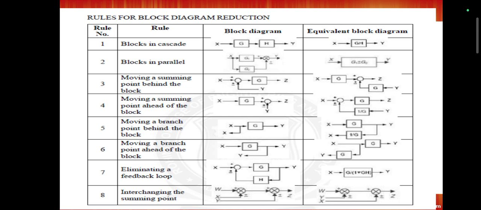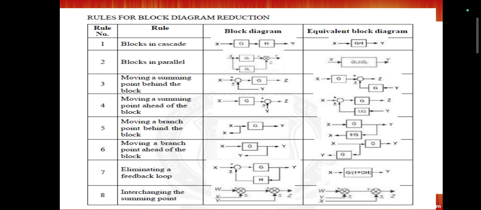That is, whenever two blocks are connected in cascade, how to reduce this. Then two blocks connected in parallel. Then the summing point behind the block. Then moving the summing point ahead of the block. Moving the branch point behind the block, moving the branch point ahead of the block, eliminating the feedback loop, interchanging the summing point.